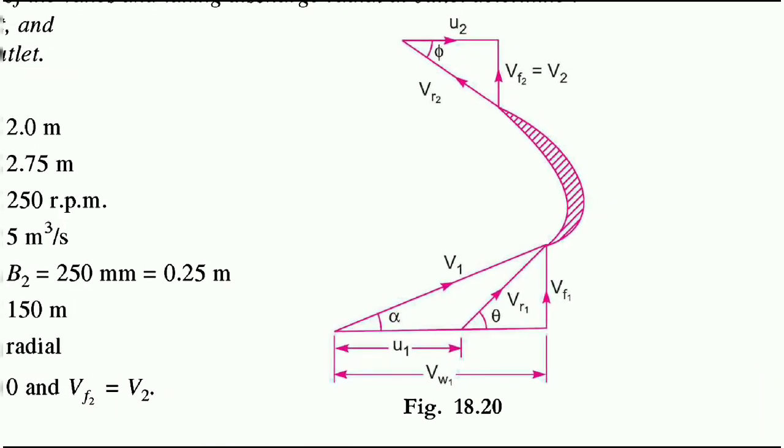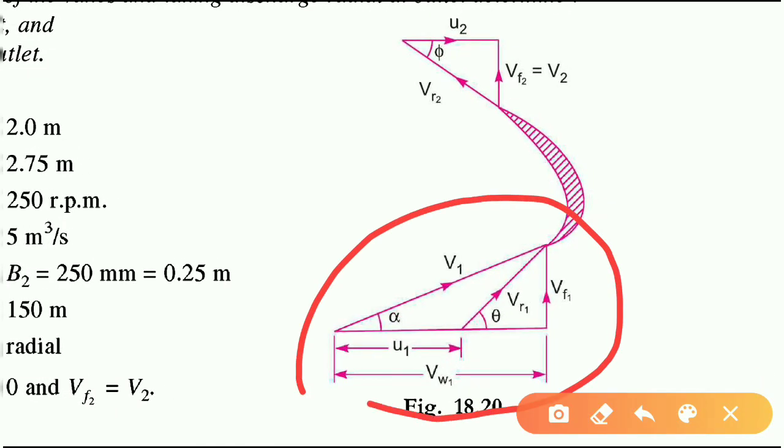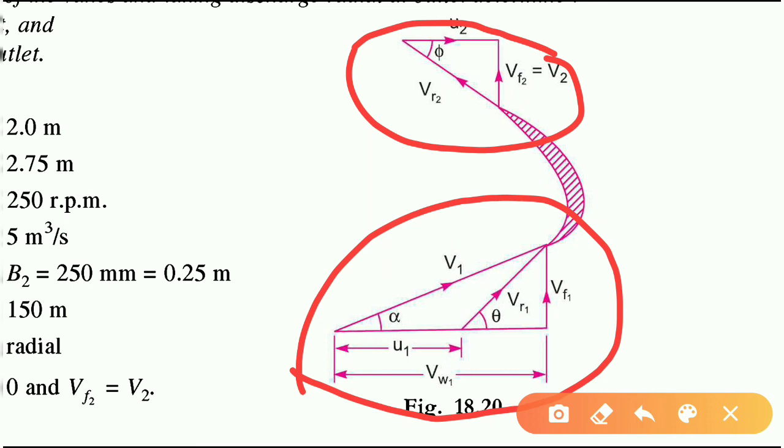So the main thing is the inlet and outlet velocity triangle. At the start of the problem, try to build the inlet and outlet velocity triangle so that the next procedure to solve the problem will get simplified.